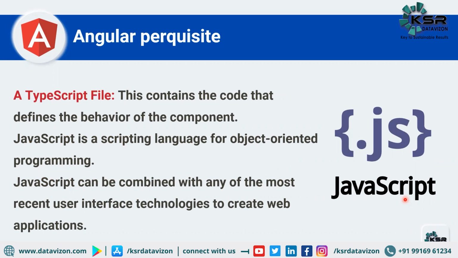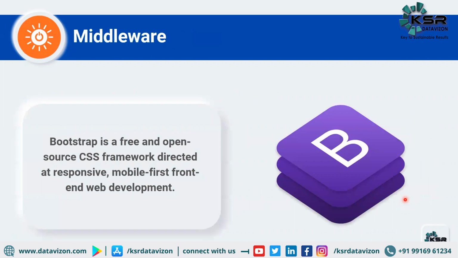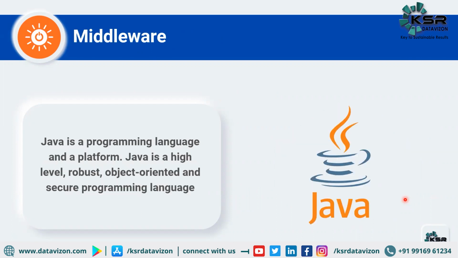JavaScript is nothing but an object-oriented scripting language, which is very easy for client-side validation. TypeScript is a superset of JavaScript, which has been used for Angular. And we will use Bootstrap, which is a style sheeting framework where we can color code the application, fonts, and everything. Then we are getting into the middleware part.